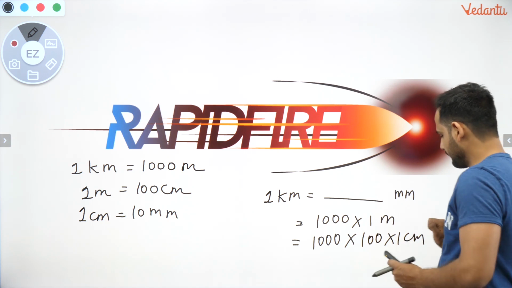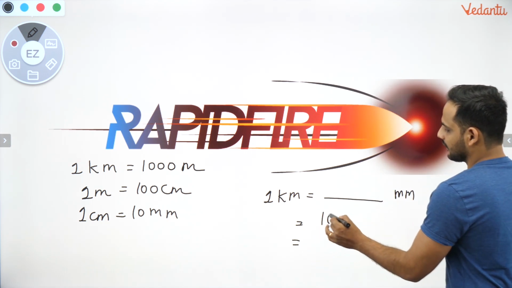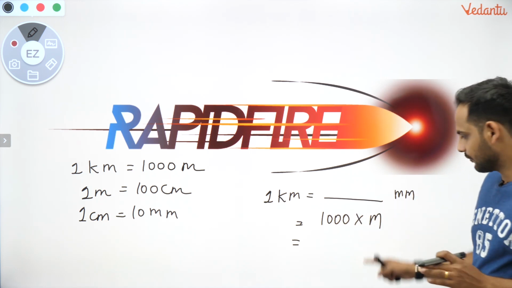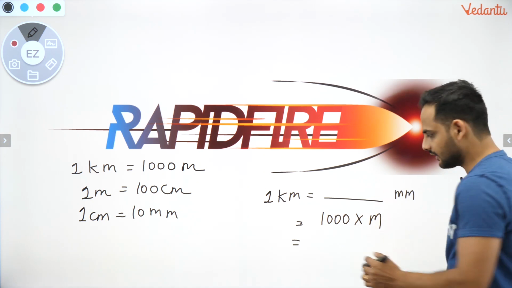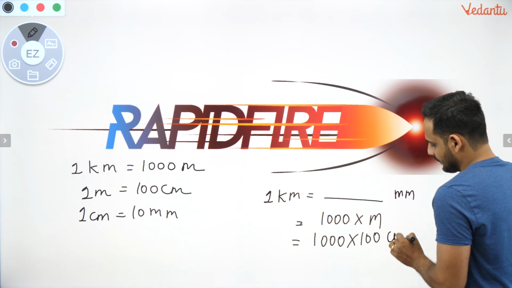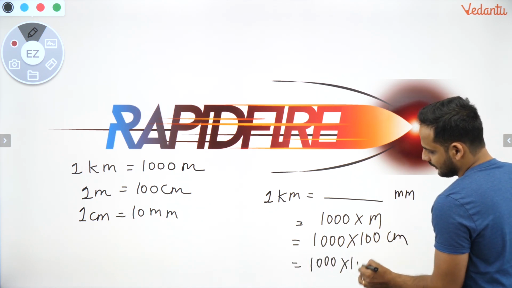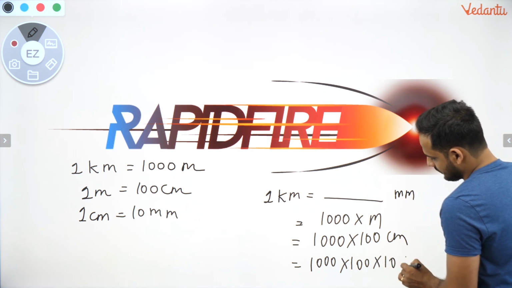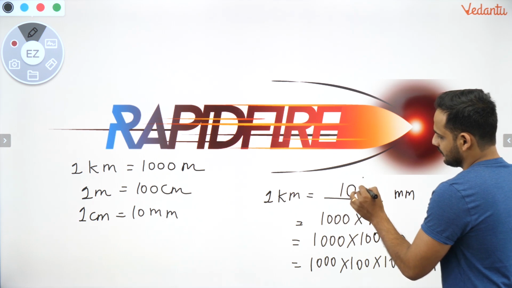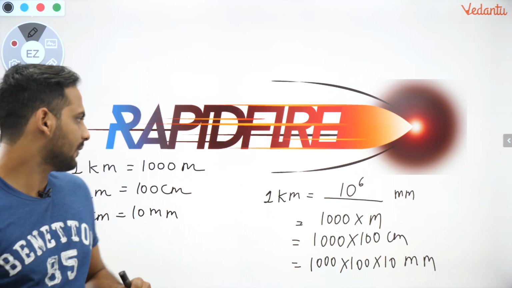If you are getting confused by this, just focus very clearly. We got 1000 into meter, multiply the units. Now 1 meter is how many centimeter? 100 centimeter. So you can say 1000 into 100 centimeter. Now centimeter to millimeter you have to go. So 1000 into 100 into 10 millimeter. So you have got your 1, 2, 3, 4, 5, 6. So 10 raised to the power 6 millimeter. That is the conversion.